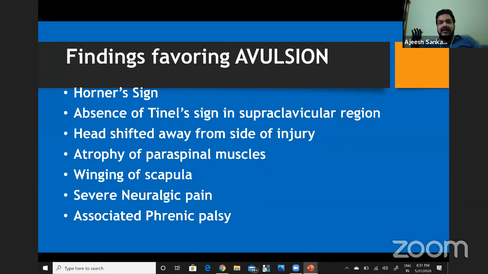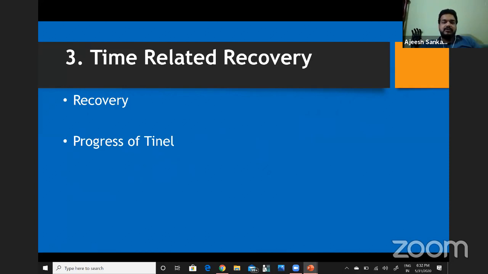Then there is an associated phrenic nerve palsy. The Horner sign shows us that there might be an avulsion of the lower roots, while the phrenic palsy, which comes from the C3, C4, C5 level, tells us that there might be an avulsion of the upper roots. I'll skip that, because as I said, in a single examination we'd probably not be able to find out, but a progress of Tinel, if we find any, is a sign that there might be some recovery.